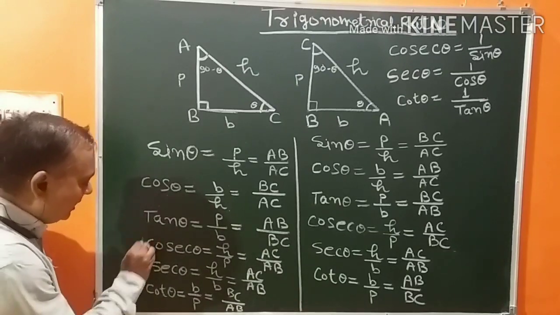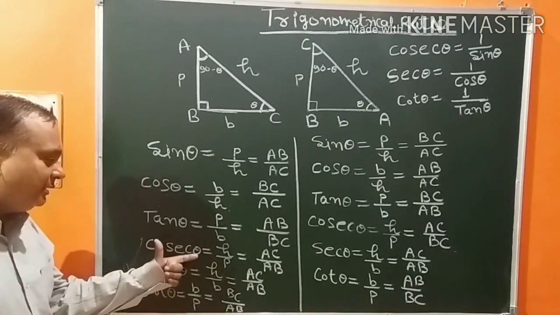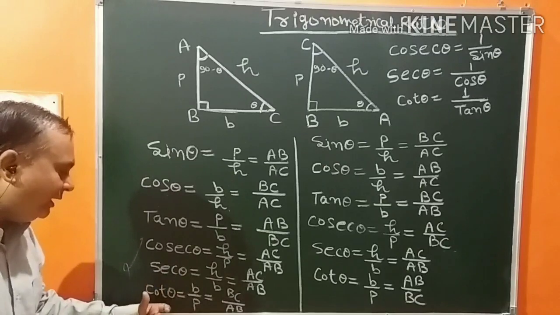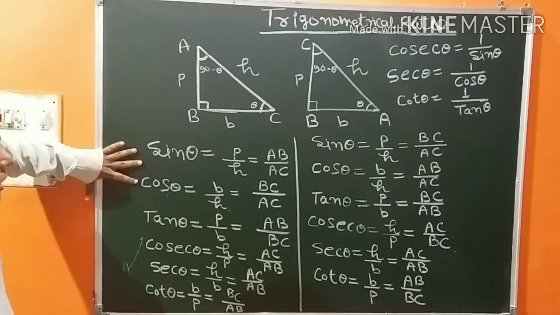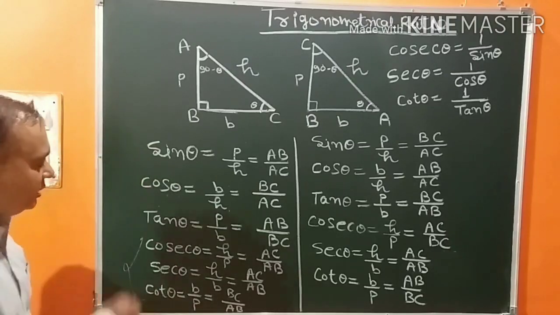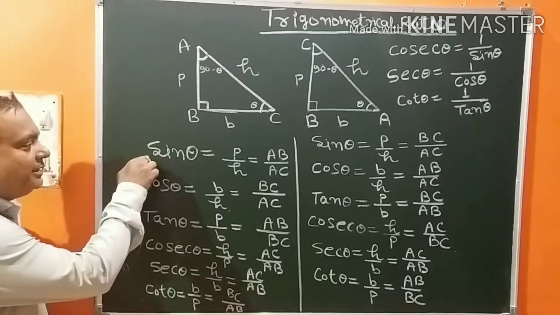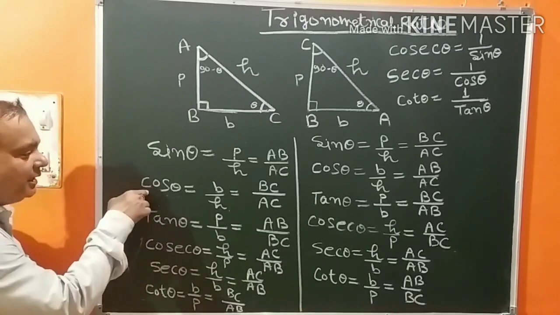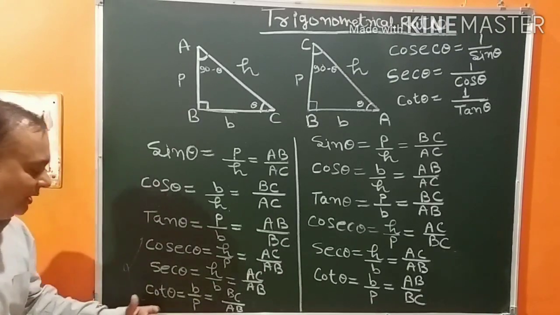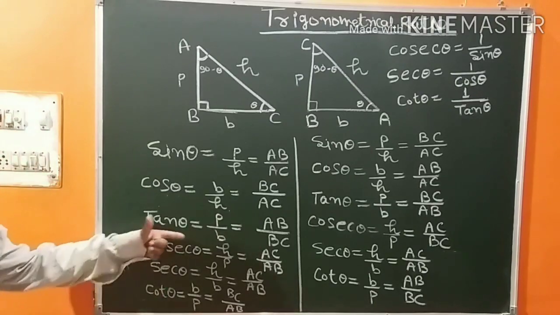Next, the remaining three functions: cosec theta, sec theta and cot theta. Basically these three functions are the reciprocals of the first three functions. Cosec theta is the reciprocal of sine theta. Sec theta is the reciprocal of cos theta, and cot theta is the reciprocal of tan theta.